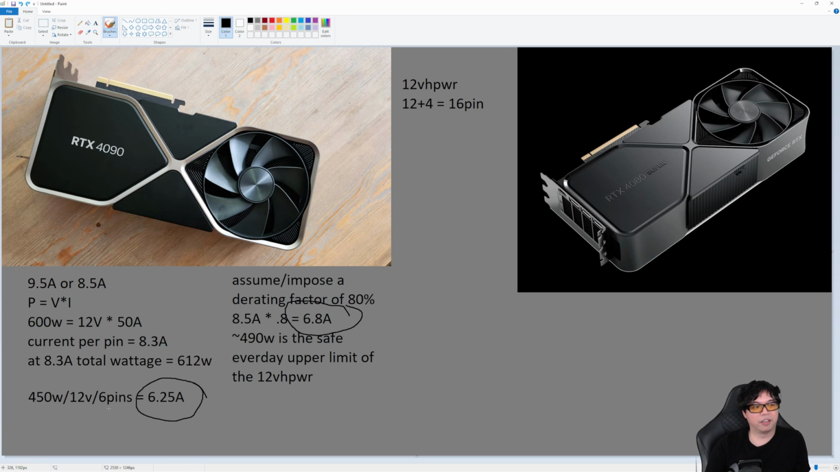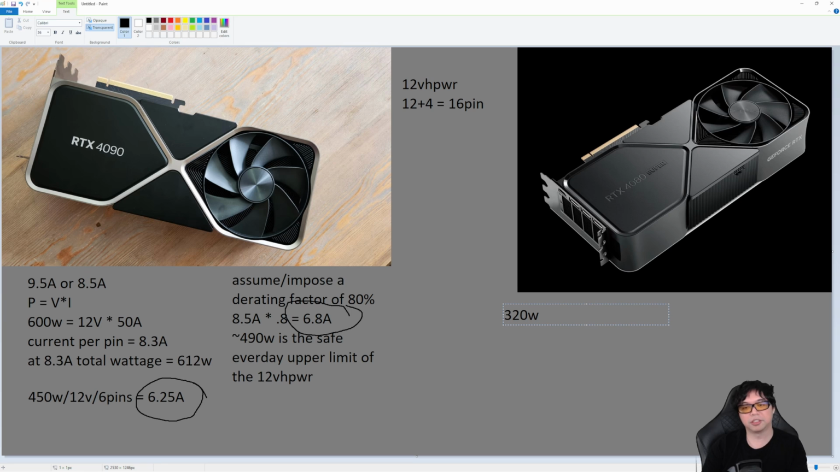But other than that, if we compare the 4080 or the 4080 Super, you'll see that it's much safer and far less likely to run into this problem, because the 4080 has a TDP of 320 watts. This applies to the 4080 Super as well. So if this is 300, that will be divided by 12 volts, divided by 6 pins, you get 4.4 amps repeated. So this is the typical limit of the 4080 and 4080 Super's current draw per pin. So much, much safer than the 4090.